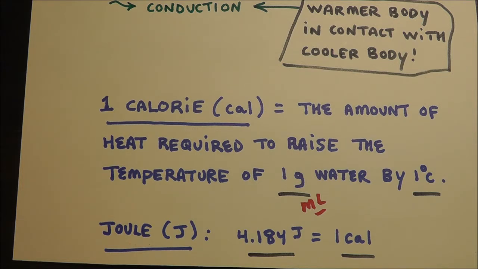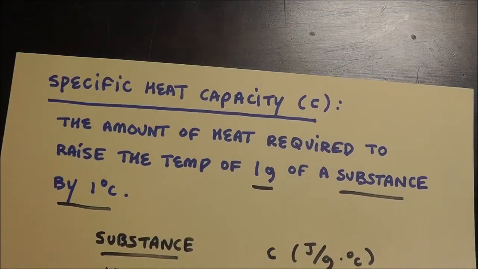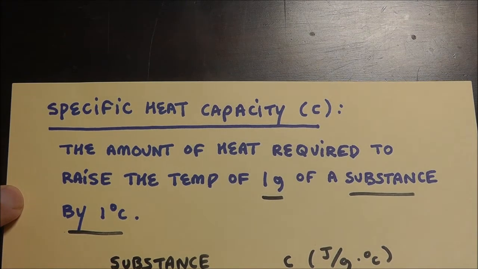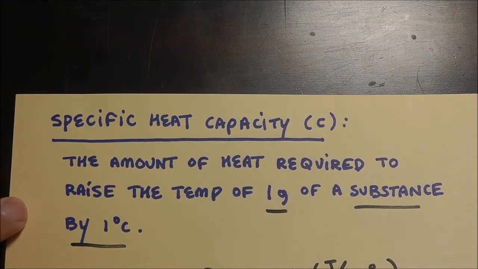The next thing I want to talk about is the fact that the definition of a calorie is actually a heat capacity. So the next thing is called specific heat capacity. It has the symbol C, and that is the amount of heat required to raise the temperature of anything by a degree C. By the way, there are about 3 different names: specific heat capacity, specific heat, or heat capacity, but C is the symbol of it.